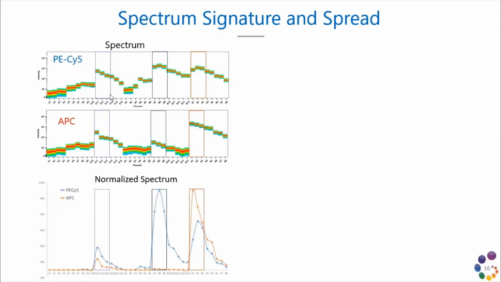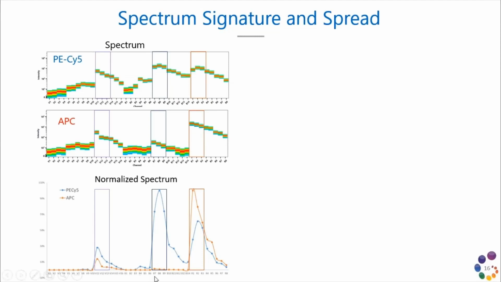For example, if I look at this first rectangle around V11, V12, we can see that both dyes, APC shown in red and PE-Cy5 shown in blue, have some amount of signal in this area. What this means is that these two dyes will have some spread into dyes having maximum emission in that part of the spectrum, such as BV650 or BV711.